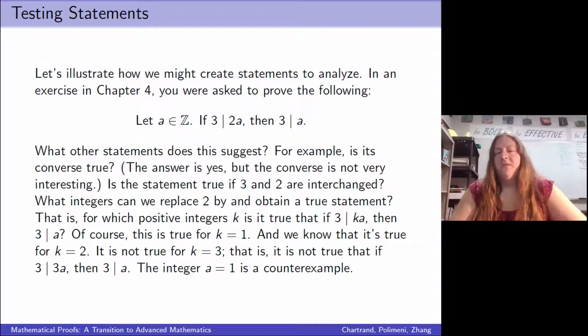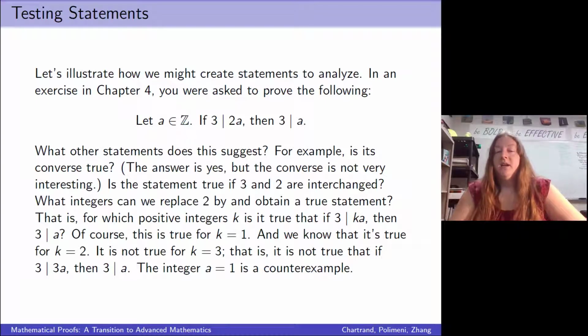And it is. If 3 divides a, then 3 divides 2 times a. That's true. So this could have been a biconditional statement to begin with. But that's not super illuminating, so it wouldn't be super exciting to mathematicians necessarily. There are other statements where the converse being true is an incredibly exciting thing. But in this one, that's not really the case.